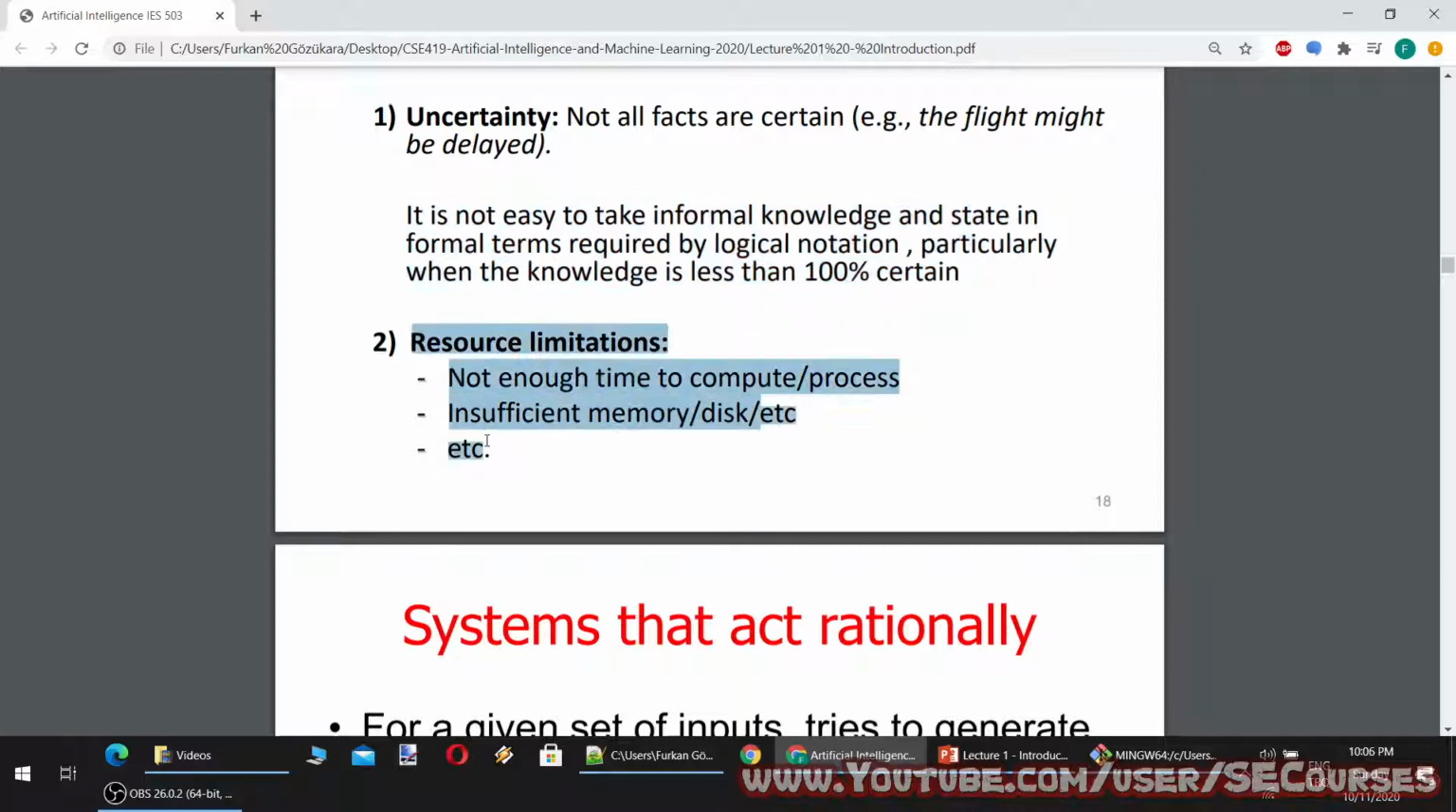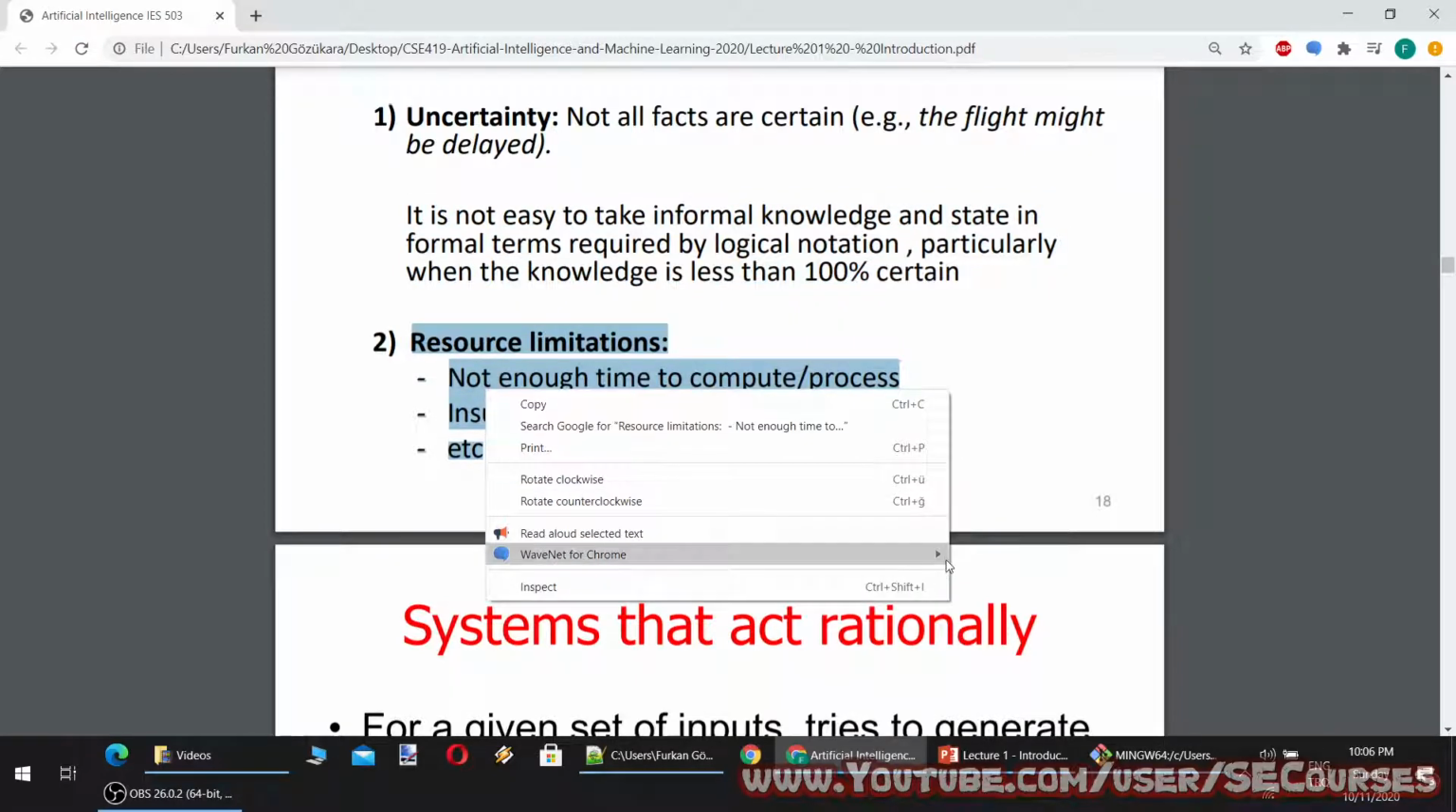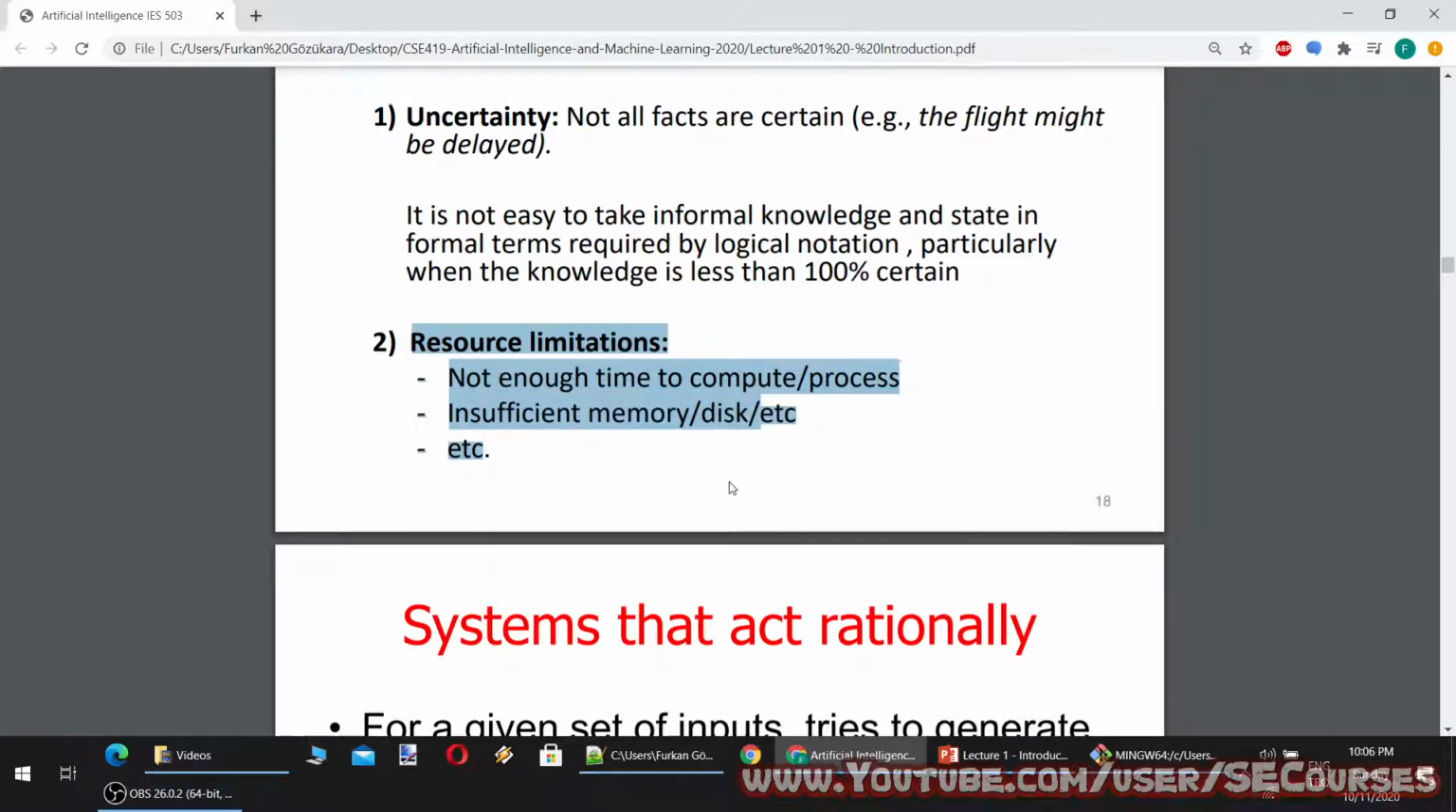Okay, the second one is resource limitations. Not enough time to compute, process, insufficient memory, disk, etc. So resource limitation was a very big problem until recently. It is why AI is having a blast nowadays.